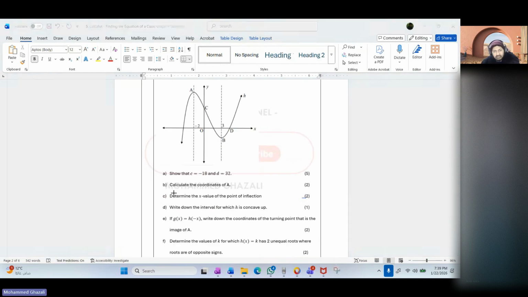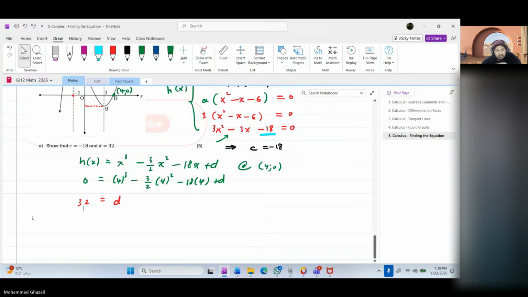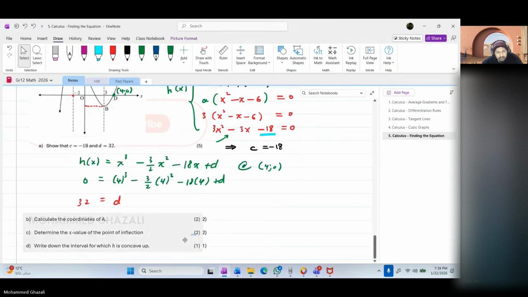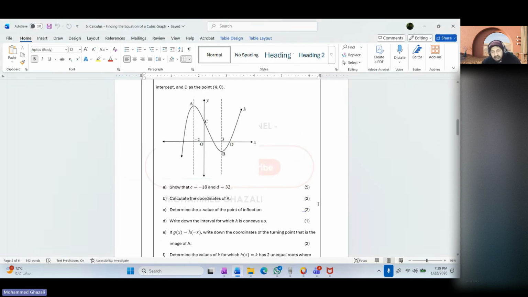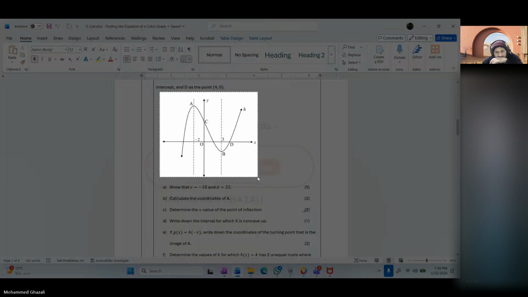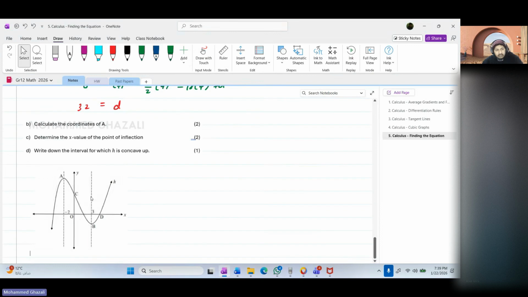See, now they're just going to ask you a basic question. We do 2 questions, 3 questions at a time now. Let me put the graph on the left and solve on the right.